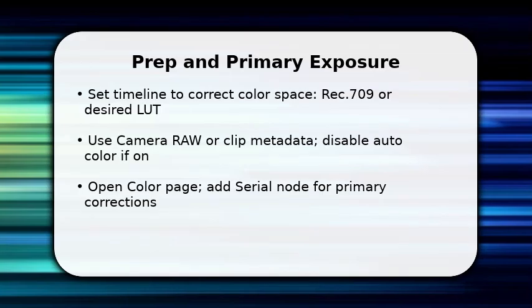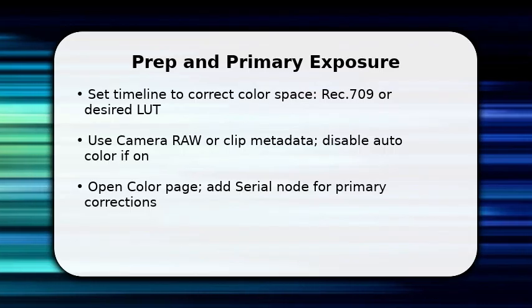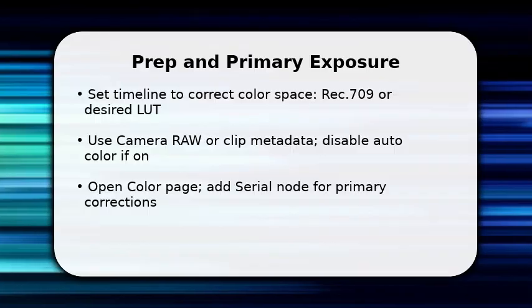You start by confirming color space and disabling auto corrections so you control the image. First, open the color page and create a fresh serial node. This isolates primary work. Use the lift/gamma/gain wheels to balance black point, midtones, and highlights, drag subtly and watch scopes.